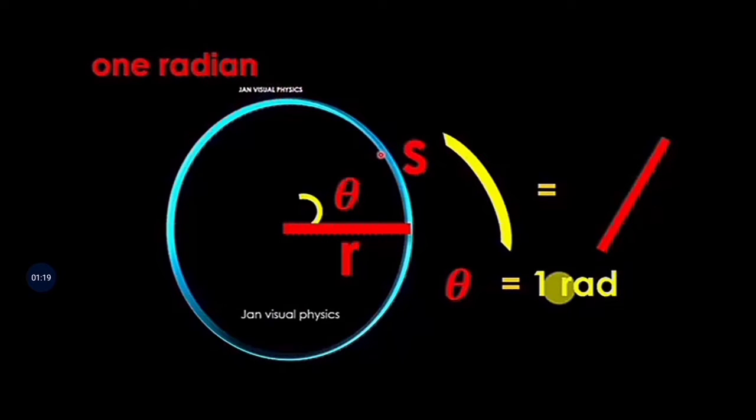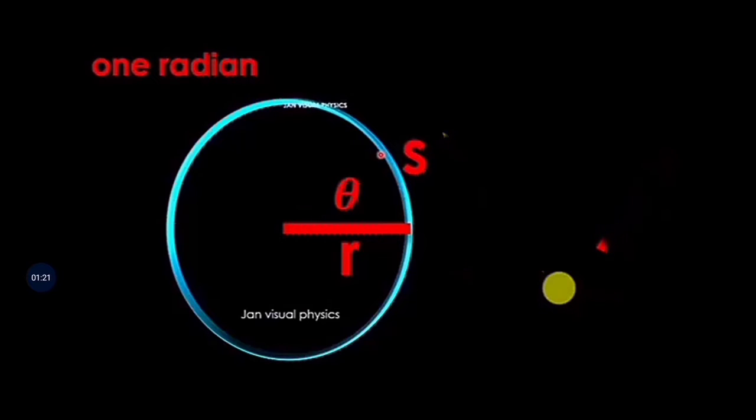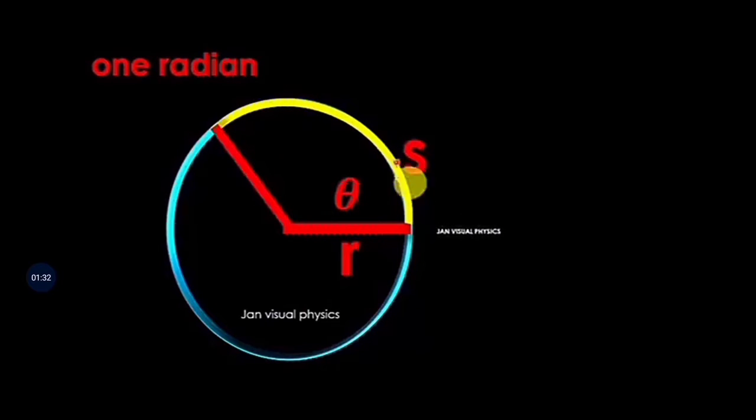Now we take a bigger arc which is double in length to the radius of the circle. The angle subtended by this arc at the center of the circle is 2 radian. If we take an arc which is equal to 3 times the radius in length, the angle subtended by that arc will be 3 radians.